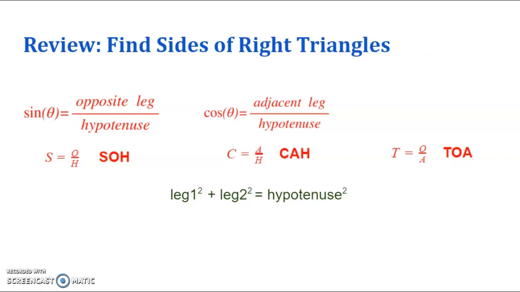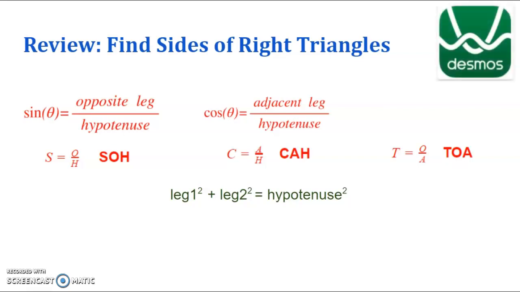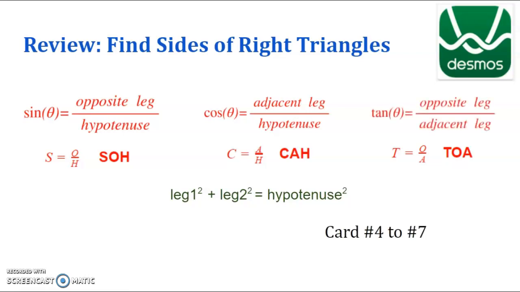When you're trying to find the area of a triangle, you might need to find the missing side length of a right triangle. To do that, you can certainly use your trig functions as well as the Pythagorean theorem: leg 1 squared plus leg 2 squared is hypotenuse squared. Okay, you are going to work on Desmos cards number 4 to 7. Correction, you're working on cards number 7 to 10.